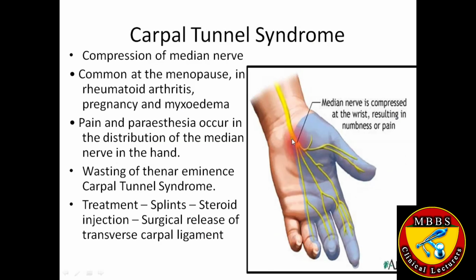The compression of the median nerve within the carpal tunnel is called carpal tunnel syndrome, occurring usually in females after menopause, or with a history of diabetes, rheumatoid arthritis, pregnancy, or myxedema. The symptoms include pain and paresthesia along the distribution of the median nerve, that is the lateral 3.5 fingers, and resulting in wasting of the muscles of the thenar eminence. Treatment includes a splint and steroid therapy. If the condition is severe, surgical release of the nerve can be done.